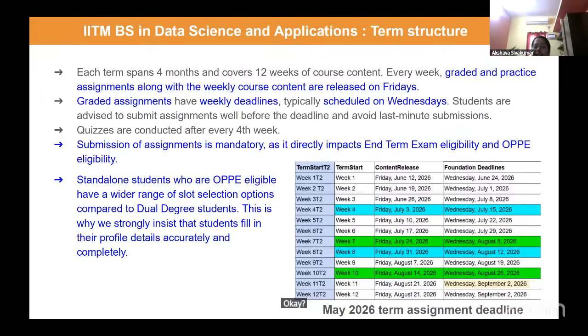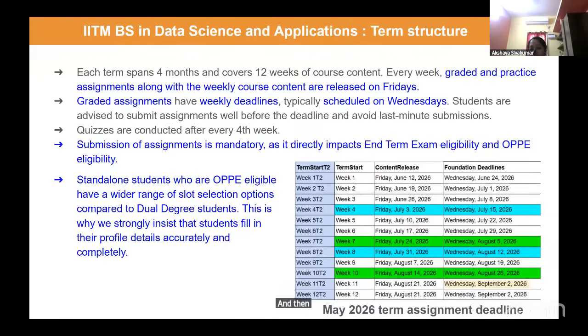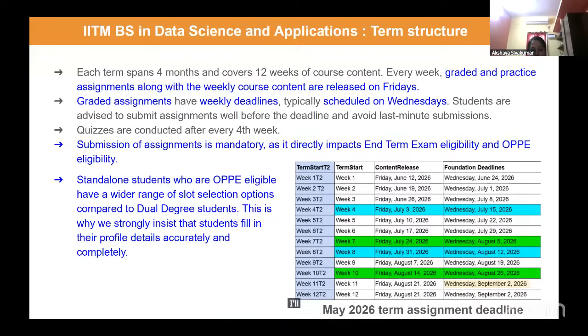Okay. As far as the quizzes are concerned, quiz 1, quiz 2, and end term exam is our exam pattern. Quiz 1 is conducted after the first 4th week. Then after the end of the 8th week you have your quiz 2. And at the end of the 12th week is your end term exam. As I said already, the assignment submission is mandatory because it has a direct impact on your end term eligibility. End term eligibility can be checked in your grading document. I'll also be explaining this in the later slides.